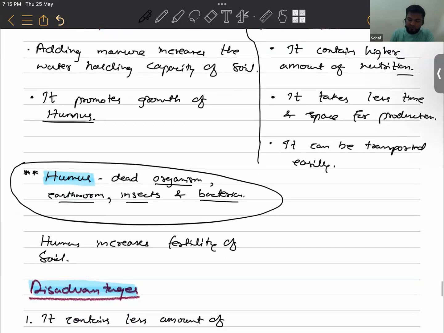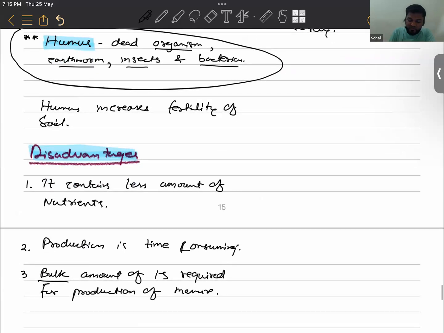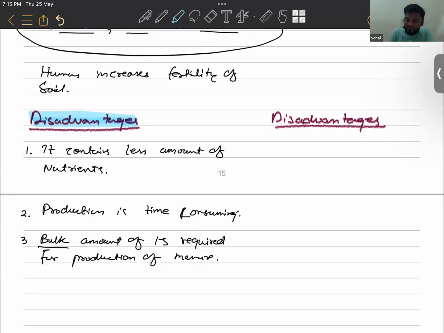Now, what are the disadvantages of using fertilizer? Think of at least 3 reasons. What are the disadvantages of using fertilizers? Yes, Mafaz?